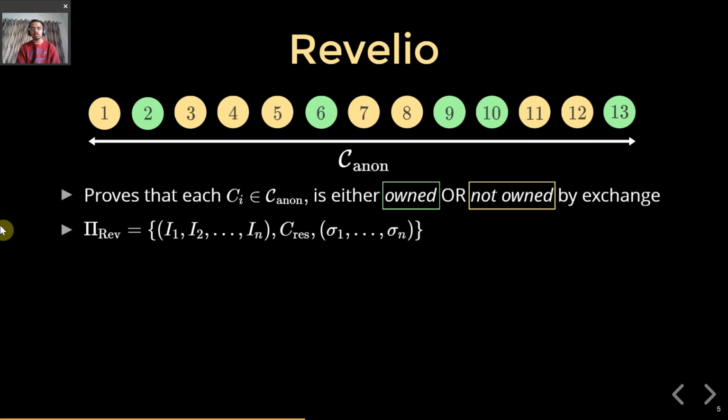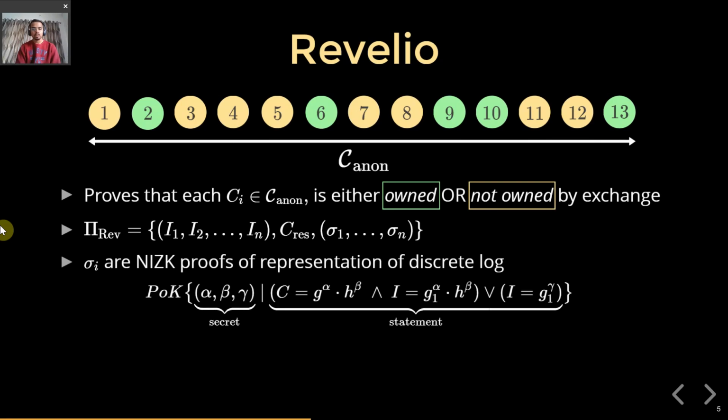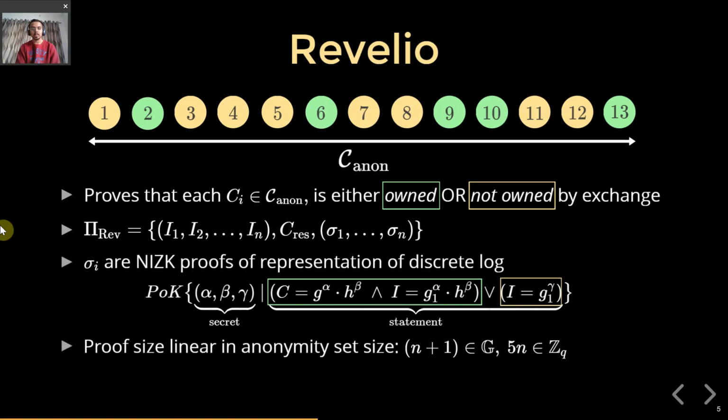Then we have C reserves, and then we have these sigma i's, where each sigma i is a non-interactive zero knowledge proof of representation of discrete log. Each sigma i basically proves the knowledge of secret alpha, beta, or gamma, given a statement which has an OR. So the first part in the statement corresponds to the case when the output is owned by the exchange, and second part corresponds to the case when the output is not owned by the exchange. Clearly, we can see that the proof size of Revelio is linear in the anonymity set.